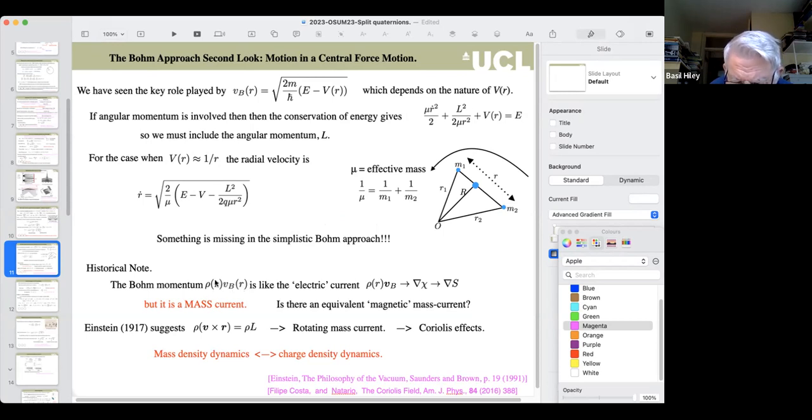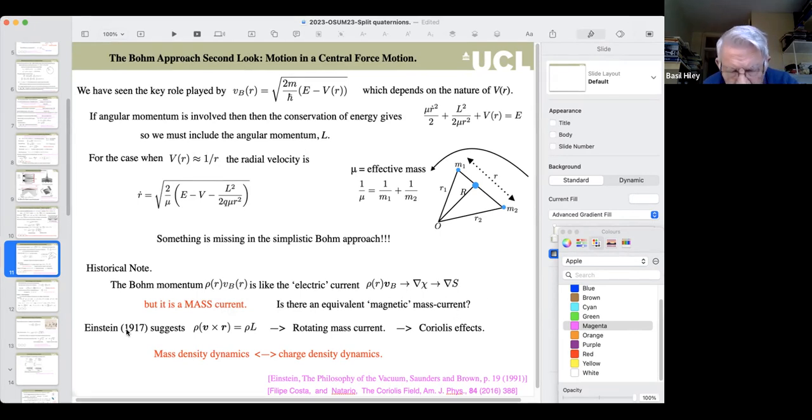It's important to realize that when we talk, we should really not talk about velocity per se, but velocity densities. Then the velocity density plays a role very similar to the charge density. And with the charge density, you have the electric field, for example, in the electric analog. But what we're talking about in this theory is the mass current. And then, of course, the question is: is there an equivalent magnetic mass current?